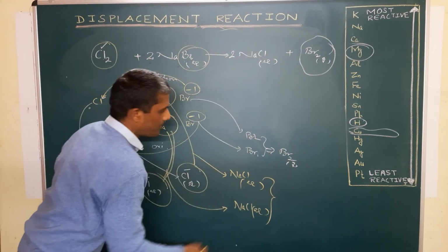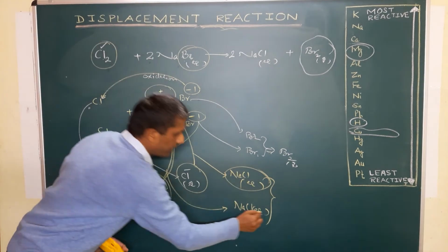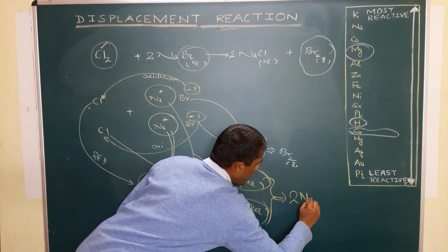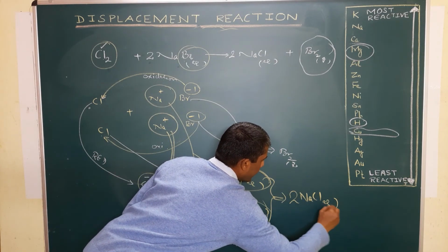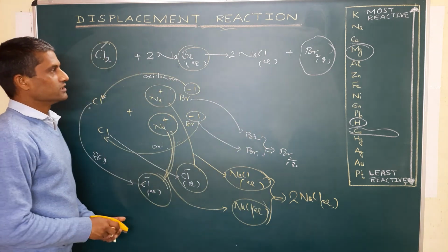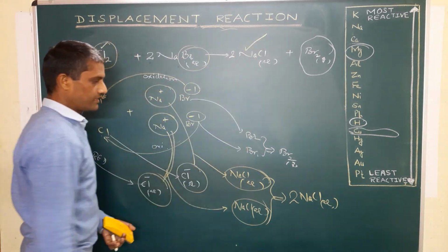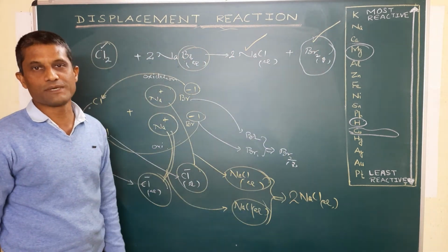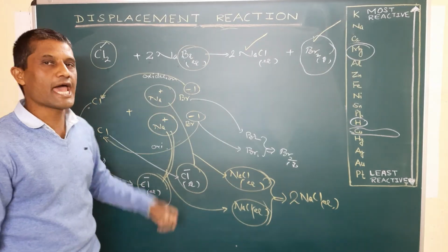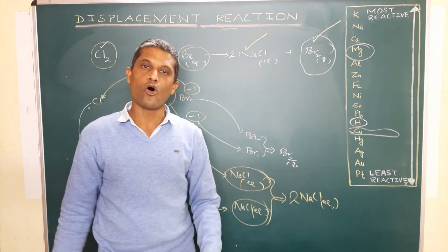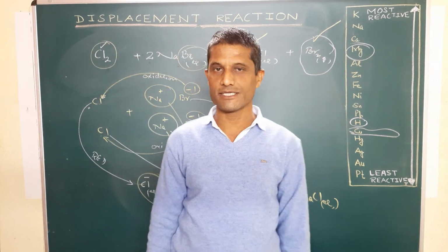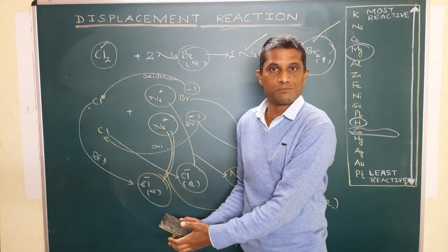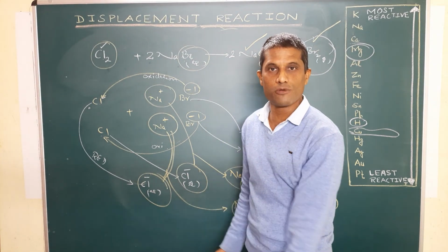So there are how many? One NaCl here, another NaCl here, and it will give you 2 NaCl in aqueous state. And that's how this reaction is going to proceed. 2 NaCl in aqueous state and bromine gas is going to form, and that's how the displacement is going to happen. Remember, this is anionic replacement, always shown by the non-metals. So that is all about the displacement reaction shown by both metals and non-metals.